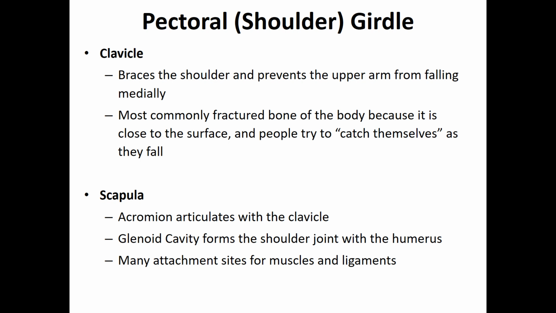In this video, we'll take a look at the appendicular skeleton and the functions of the bones associated with it. To begin with, recall that the appendicular skeleton includes the girdles. So the pectoral girdle, or the shoulder girdle, is the first we look at, and it's comprised of both the clavicle and the scapula. The clavicle braces the shoulder. It keeps the upper arm elevated, keeps it from falling medially.